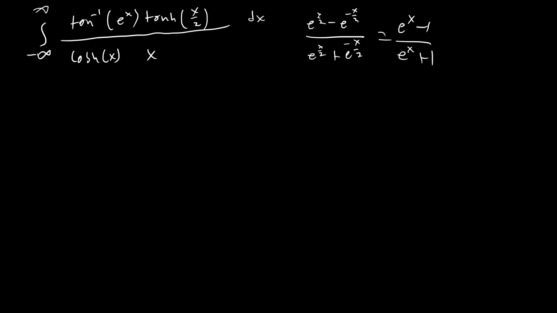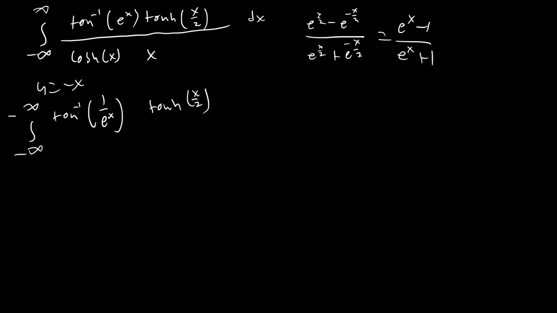Okay, so we're going to sub u equals negative x, and so what we're going to end up with is the integral from negative infinity to infinity of tan inverse of 1 over e to the x, or e to the negative x. Hyperbolic tangent is just going to become negative, right? Negative hyperbolic tangent of x over 2. And then cosh of x is going to stay the same, and x is going to become negative, so that's going to cancel with that other negative sign. So x cosh of x dx.